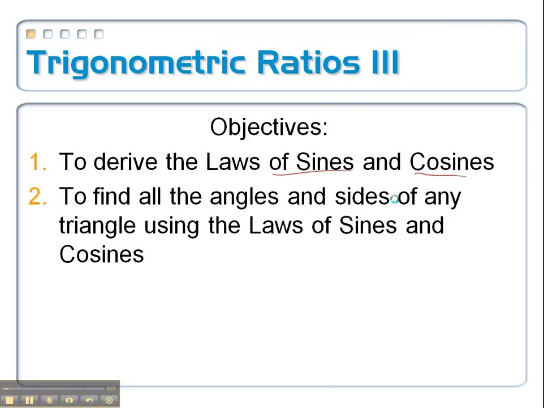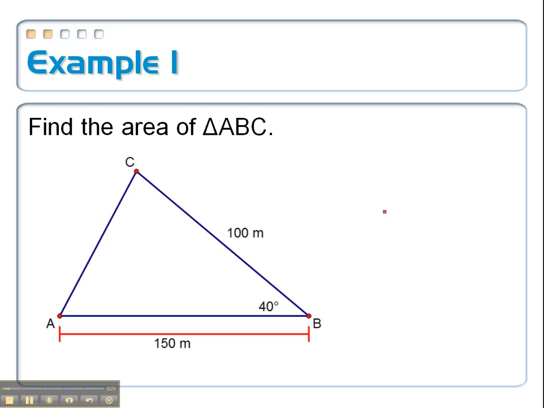So as an example, take a look at example one. We're going to try to find the area of ABC. Well, we know that the area formula for a triangle is 1/2 base times height. If this 150 is my base length, my height isn't even in the picture, so maybe I draw it.